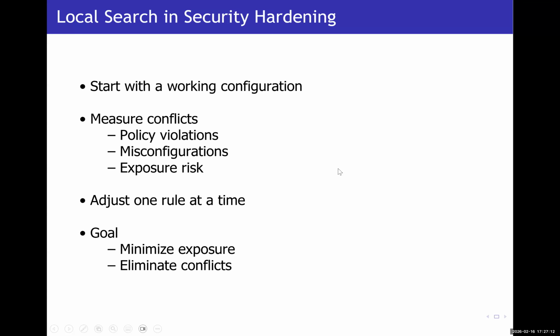And now, applying the local search concept to cybersecurity, we'll talk about local search and security hardening. So local search closely mirrors how security hardening happens in practice. We often begin with a working configuration that is not fully secure. We measure policy violations, misconfigurations, or exposure risk. Then we modify one rule at a time. Each adjustment aims to reduce overall risk. Over time, the configuration improves. This incremental refinement reflects the practical reality of security operations, where systems are tuned rather than rebuilt from scratch.